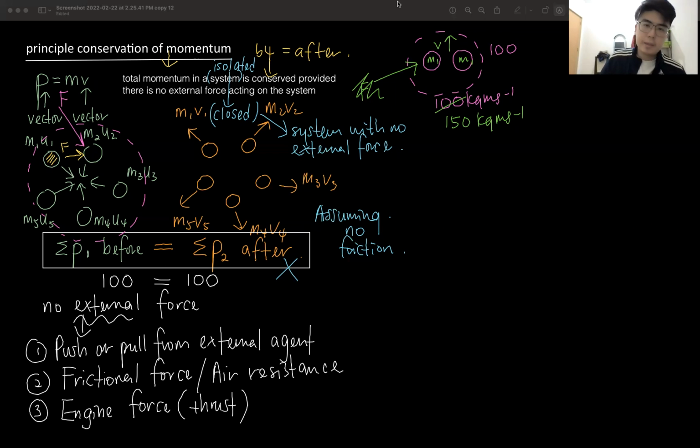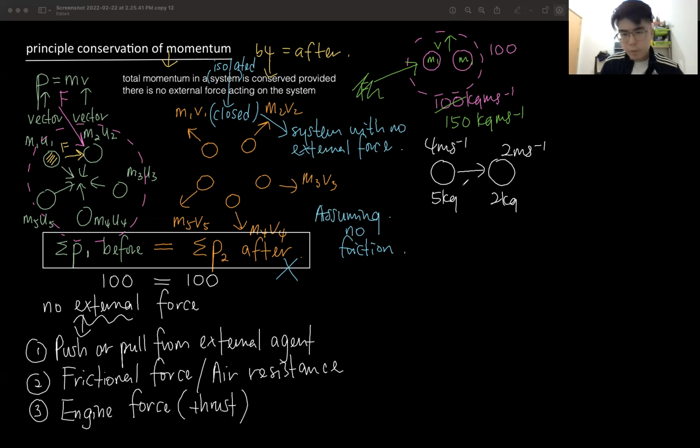Okay, now, one example. Ball A goes and hits ball B. Both are traveling initially, both to the right. But because ball A is moving faster, eventually it will go and hit the one in front, like a truck hitting the car in front. What happens when the truck hits the car in front? The car moves forward and then the truck slows down.